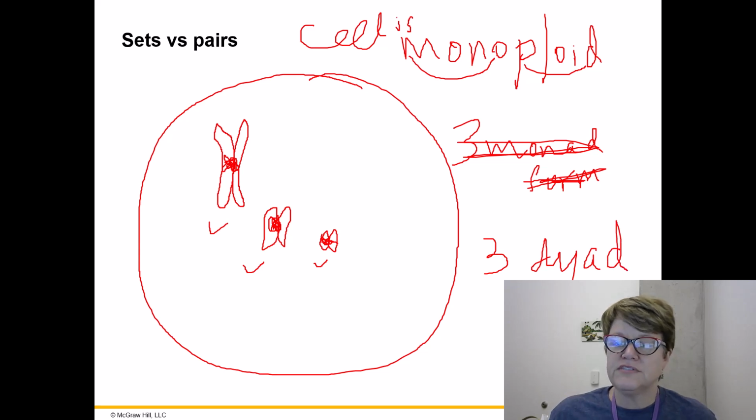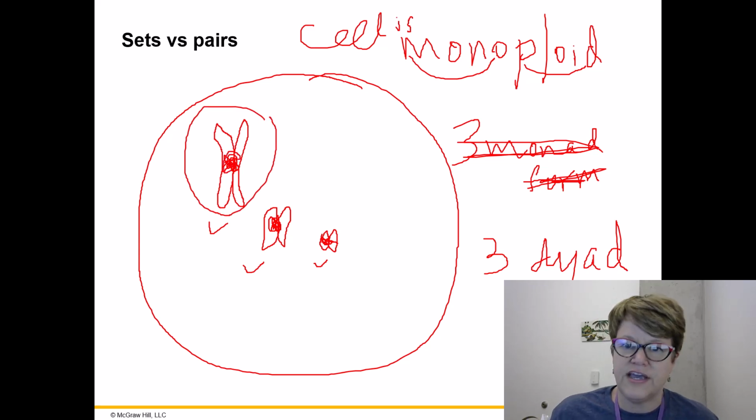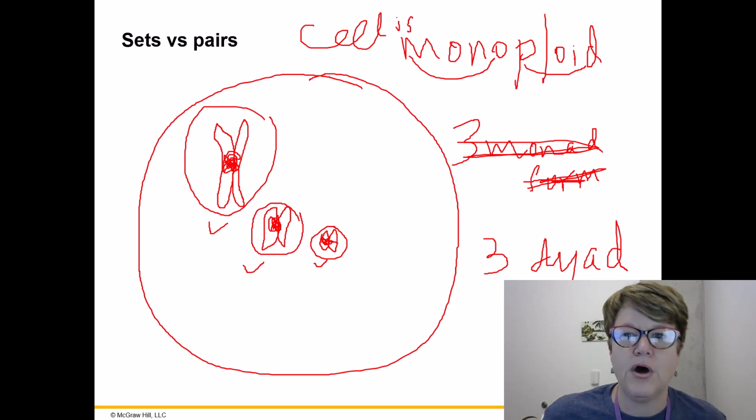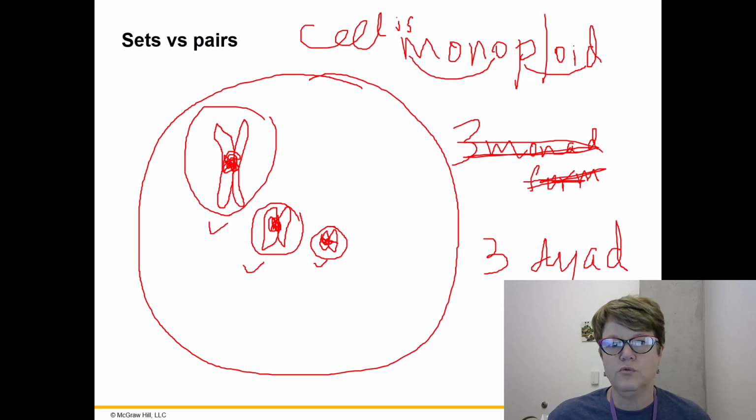But the number of sets hasn't changed because this counts as 1 long chromosome. Even in the dyad form, it only counts as 1. This counts as 1 medium, and this counts as 1 small. So we have 3 dyad form chromosomes, but the cell is still said to be monoploid, 1 of each.